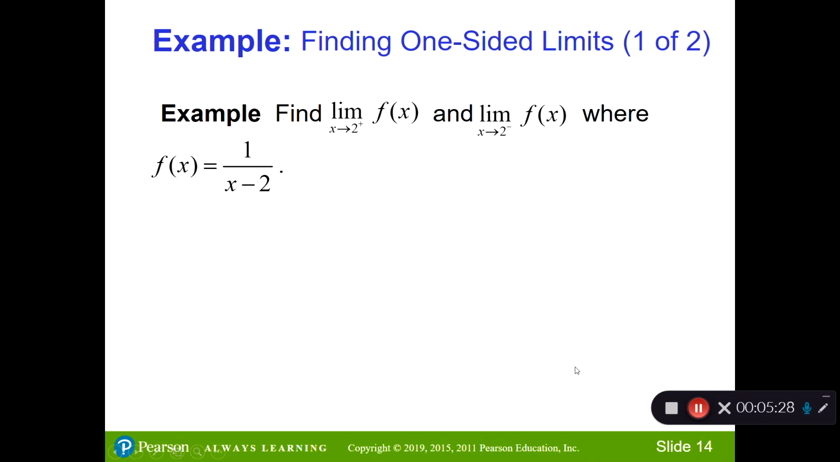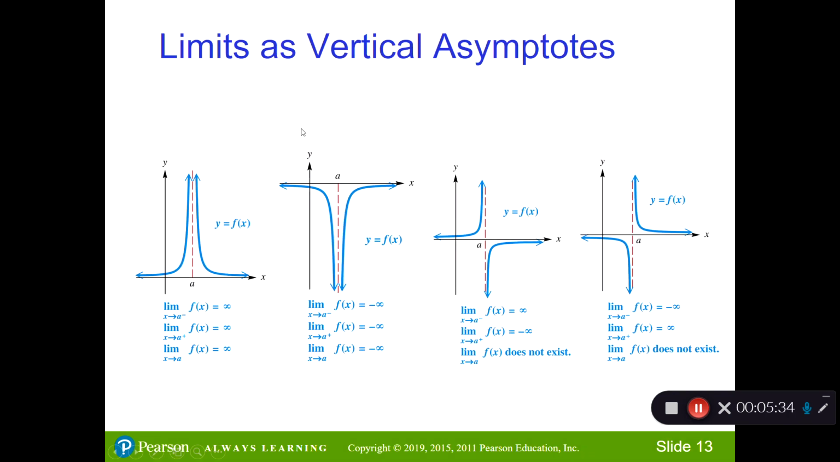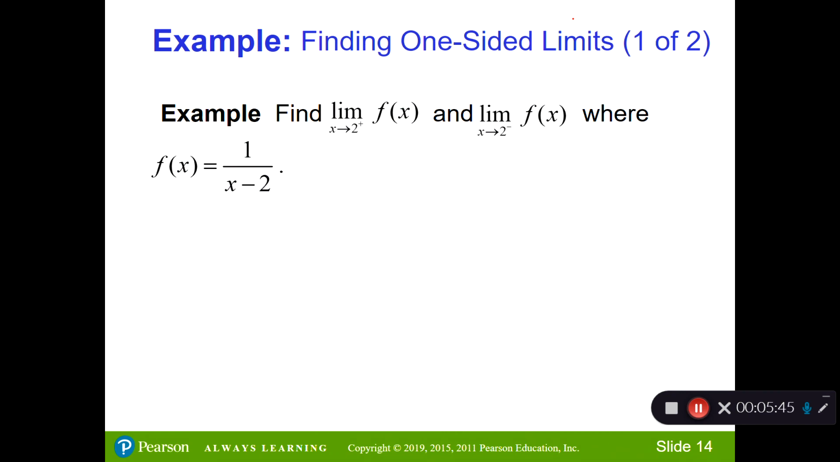Now, limits where we get back equals infinity or equals negative infinity are where our vertical asymptotes on the graph are, as we can see here. All of these make vertical asymptotes on the graph. So the line x equals a is a vertical asymptote for this function.